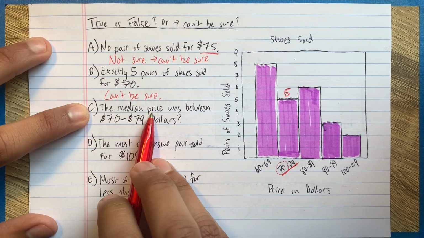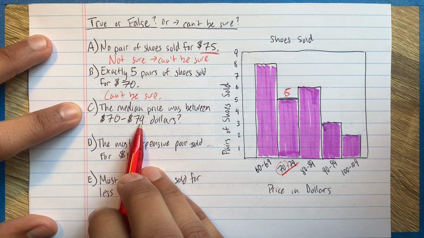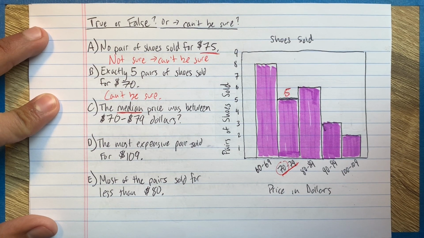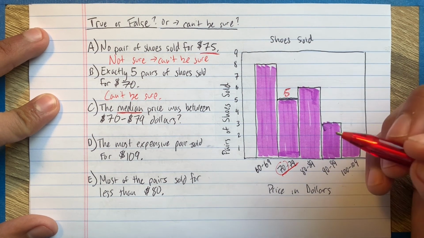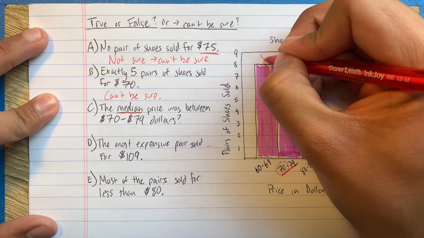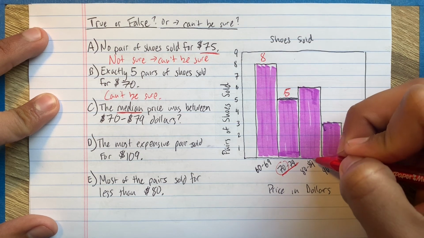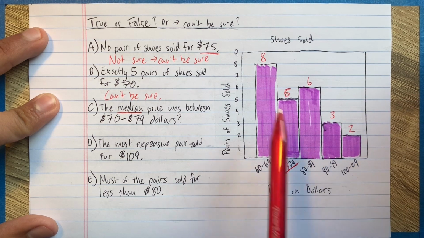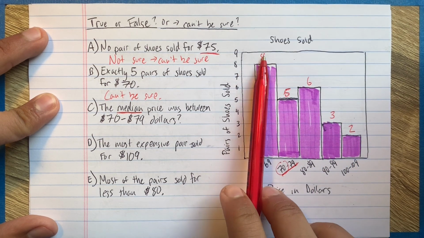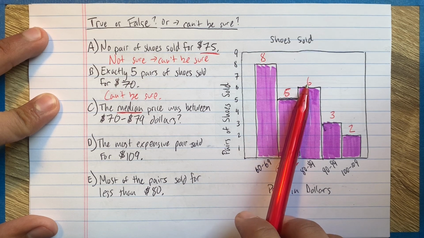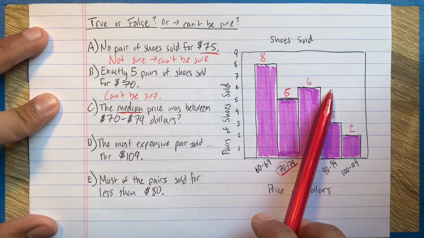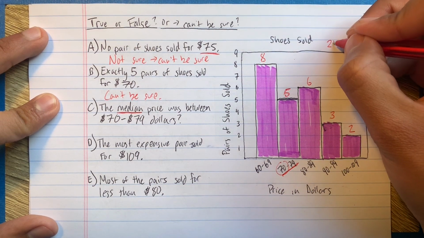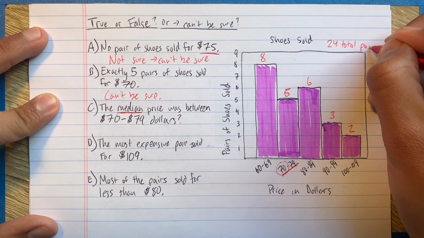C, the median price was between $70 and $79. The word median should be a clue. We have to find the middle value. To do that, again, we have to count all of the total values. So in this first column, there are 8 pairs of shoes. In the second one, there are 5. In the third column, there are 6. Here, there are 3. Here, there are 2. If we add these pairs of shoes together, we have 8 plus 5, which is 13, plus 6 is 19, plus 3 is 22, plus 2 is 24. So we have 24 total pairs.